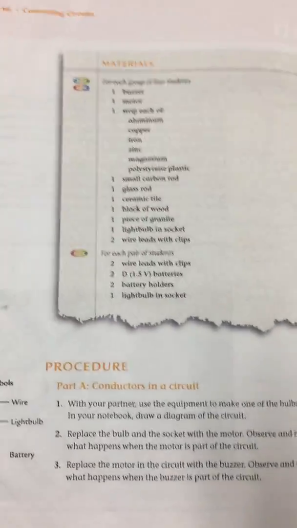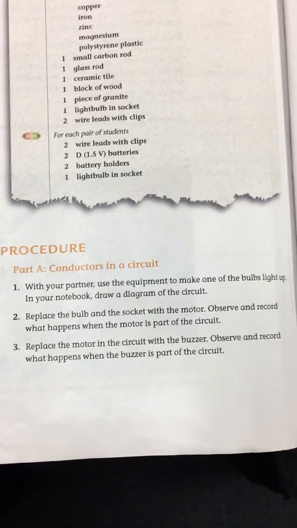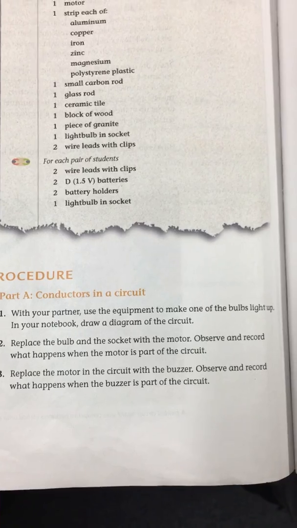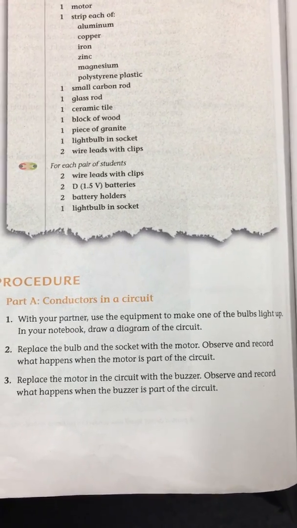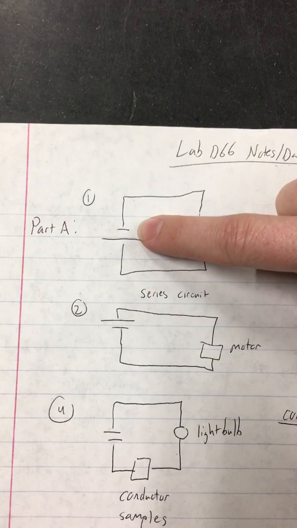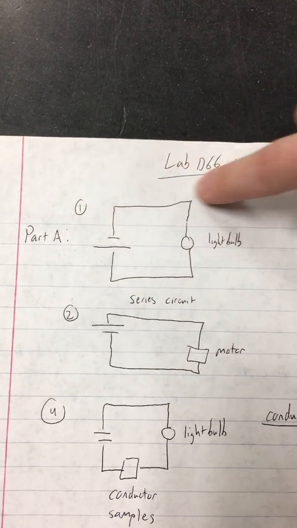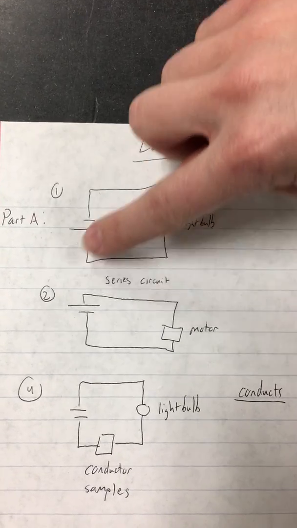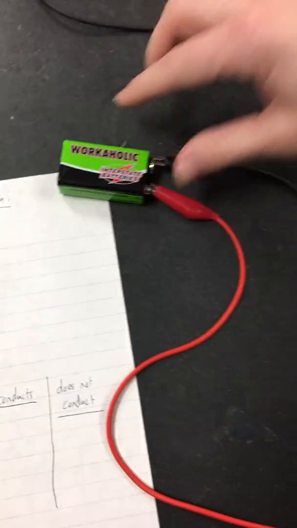Okay. Our first part here, procedure part A, we're going to create some simple series circuits, one with a light bulb, one with a motor, and one with a buzzer. So our first one, we're going to create a series circuit. This is a symbol for battery. This is our wire. This is our symbol for a light bulb, and then the wire back to the battery. So here's my battery.